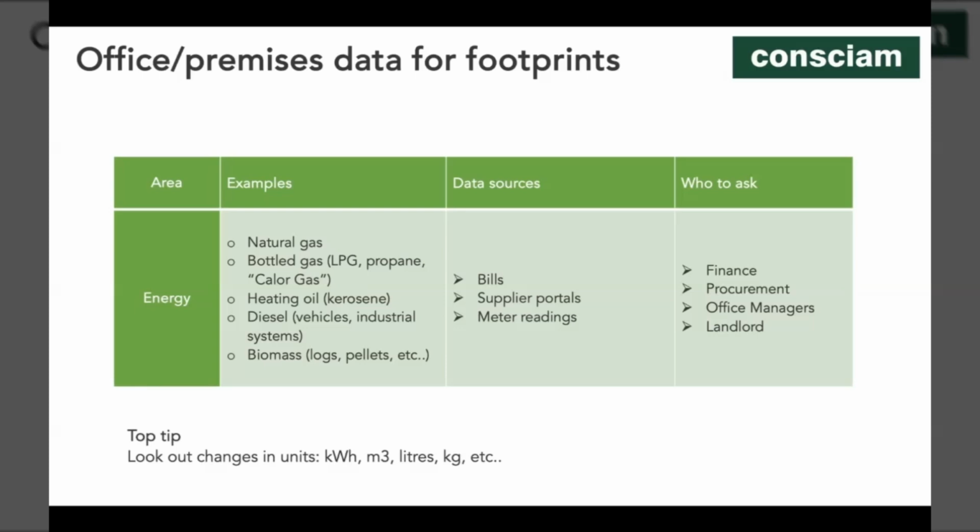So you can get this data from bills. They're our best source. It's good primary data. It tells us exactly how much of something we've used. And sometimes those are through a supplier portal, and you can download the data, or it might be paper-based bills. Or you might be taking on-site meter readings, which is also really good primary data.